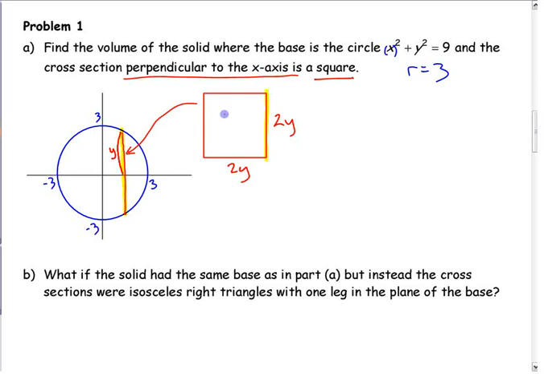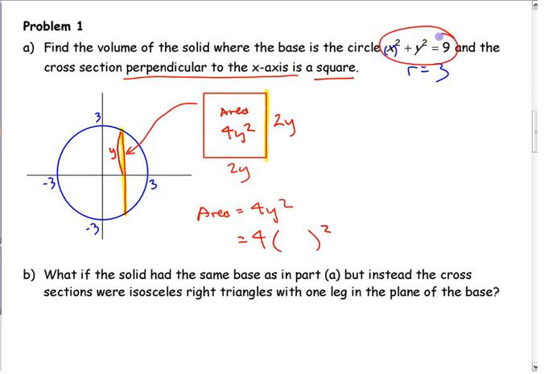So then the area is, what's the area? 4y squared, right? Or in other words, if the area is 4y squared, but we're going to be integrating it dx here, so we need it to be in terms of x. So we need to substitute something in there for what y is, right?